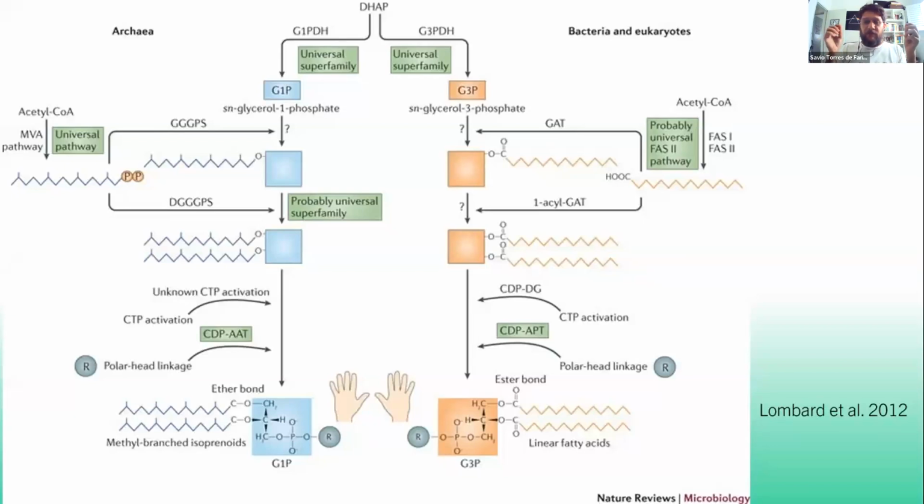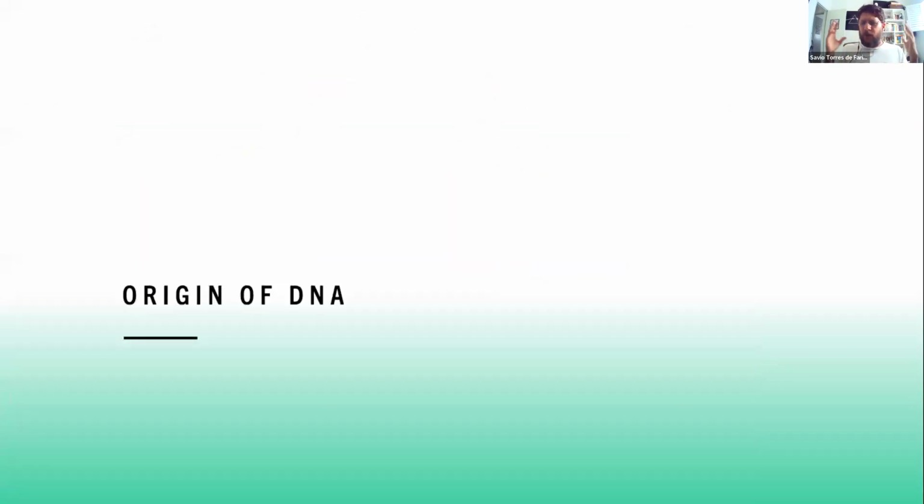Evidently, there were some events of lateral gene transfer, but we can identify these events. So this is the first suggestion that the process of compartmentalization occurred twice in the origin of the basal lineages. So, okay, and about the origin of the DNA, what do we know?